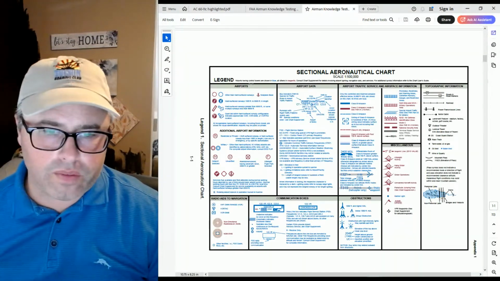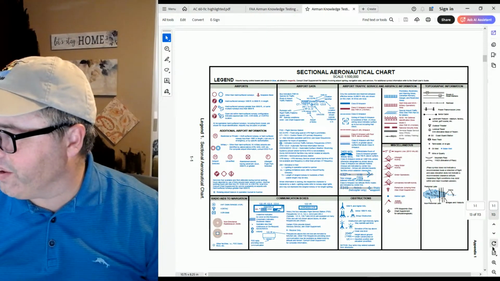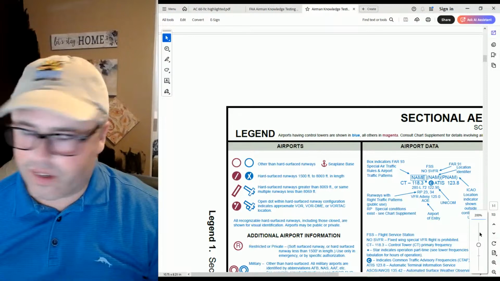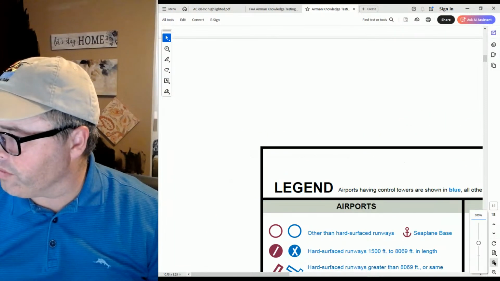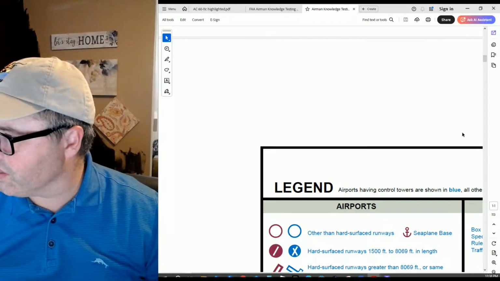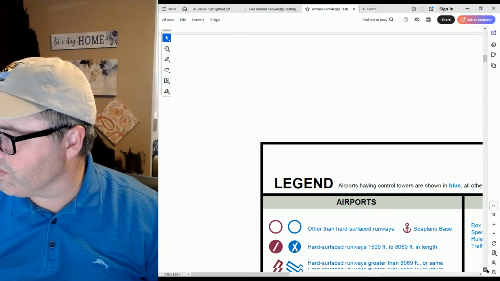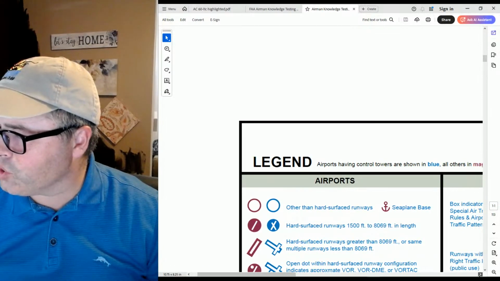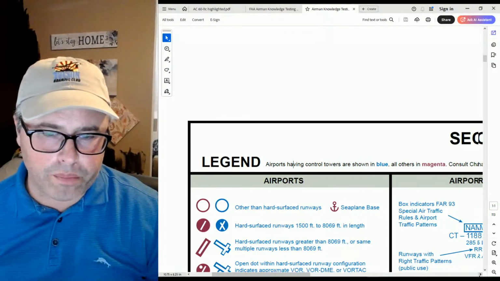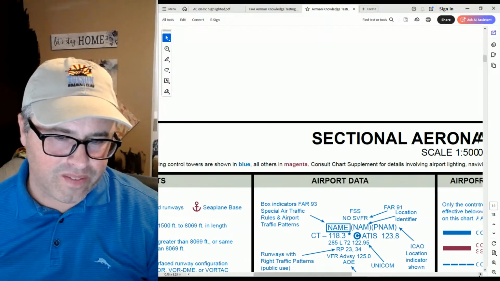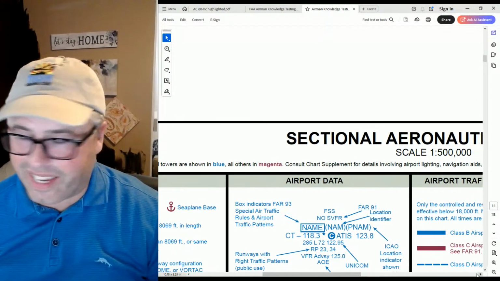Okay, let's zoom in on this and then we will read it. Legend. Let's zoom in on it a little bit more. Where's my hand tool? I want the hand tool. Look at where it says legends. Airports having control towers are shown in blue, all others in magenta. That's it. That's the answer.